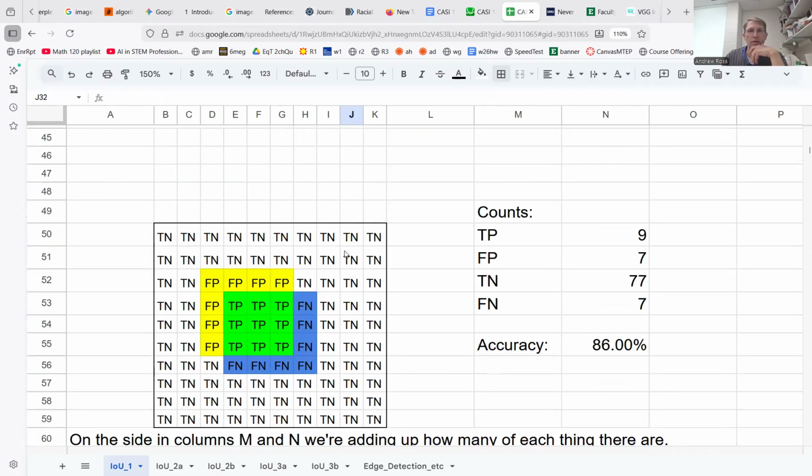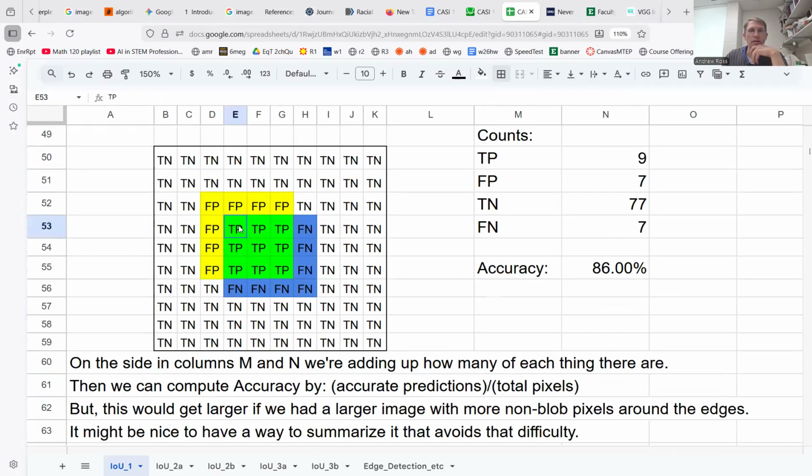So I've got it labeled here. The overlap is the true positives. The things that were originally part of the true blob, but the AI didn't detect, that's a false negative. It said it's negative, but it's false. The things that the AI said are part of the blob, but weren't part of the original blob, those are false positives. And then everything else out there is a true negative.